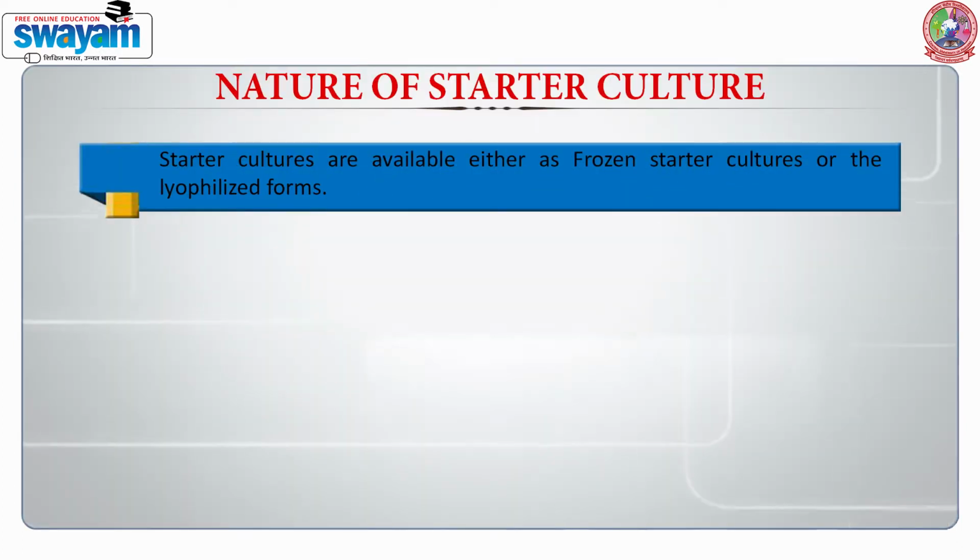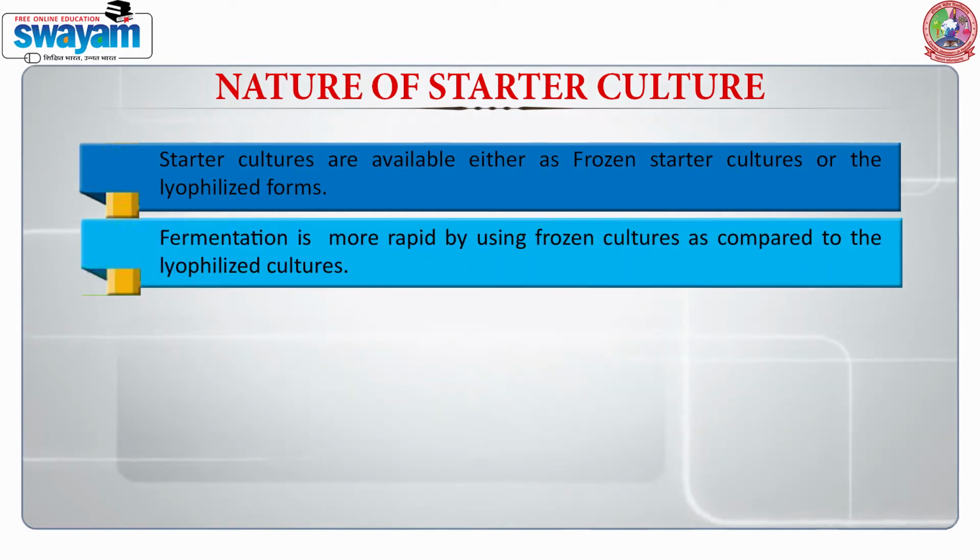Let us have a look at the nature of the starter culture commonly employed for the fermentation of meat products. Starter cultures are available in two forms, either as a frozen starter culture or as a lyophilized starter culture. The fermentation process is more rapid when we are using the frozen cultures as a starter culture as compared to the lyophilized culture.